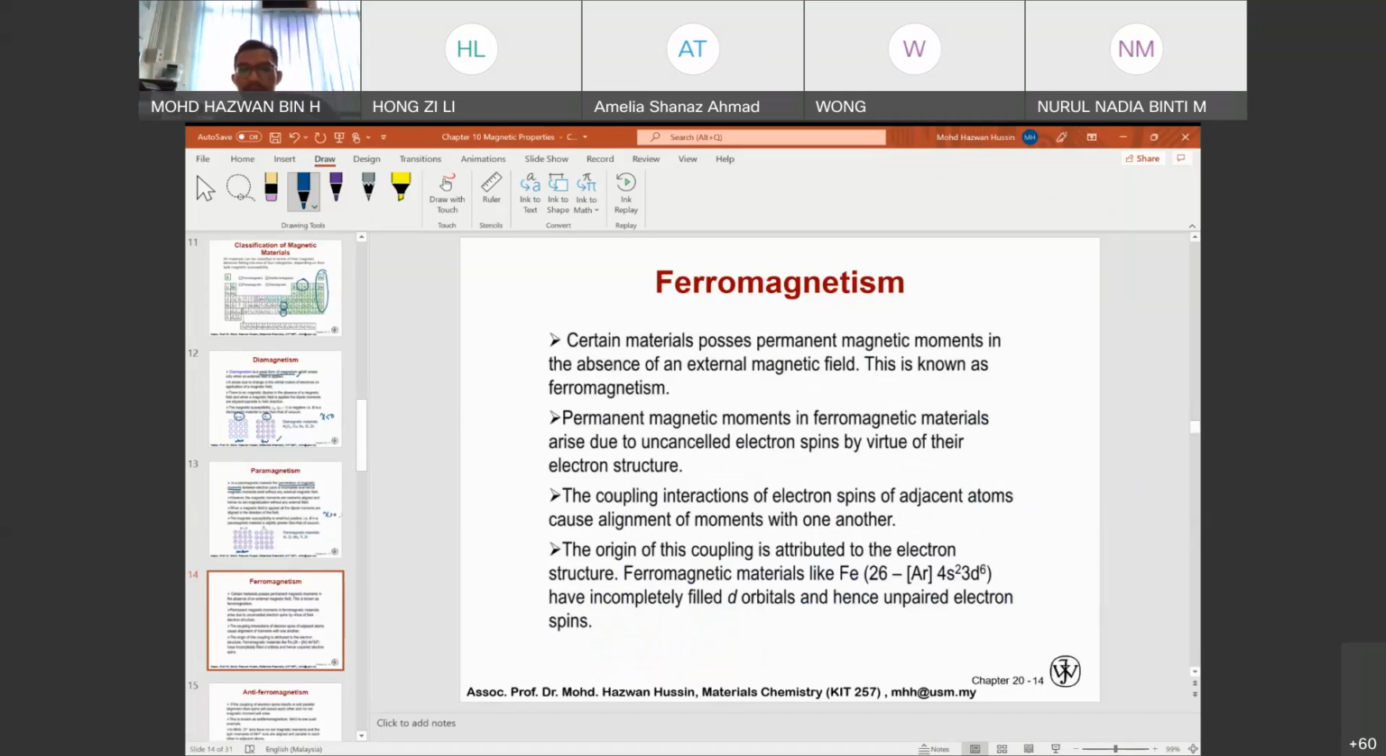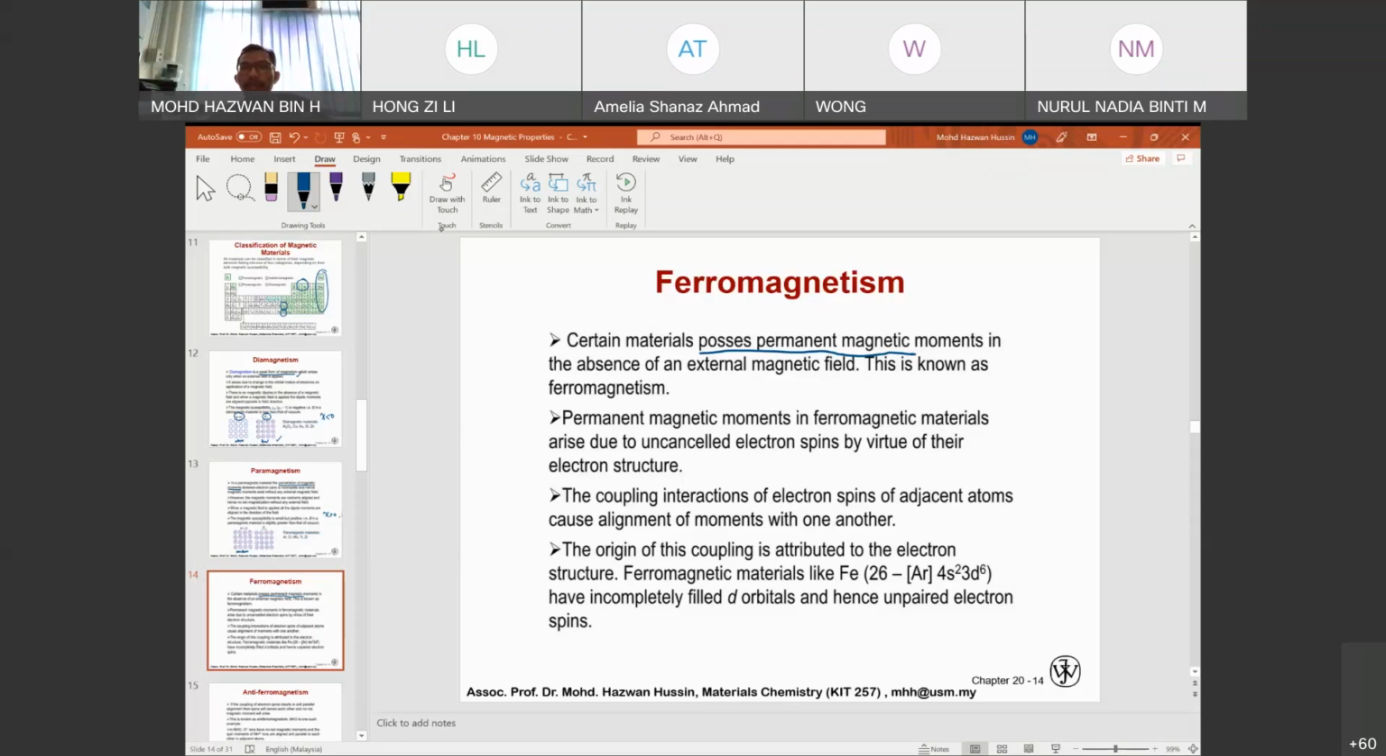Ferromagnetics. Okay. So ferromagnets, certain materials possess permanent magnetic moments in the absence of an external magnetic field. So this is known as ferromagnets. As I said earlier, it possesses a permanent magnetic field. Obviously, this material is easily attracted to magnets. The best example is iron, because if you put a magnet near iron, it will be attracted.